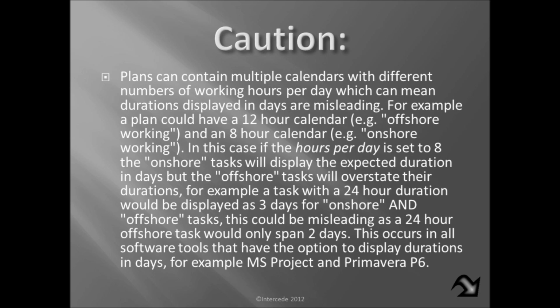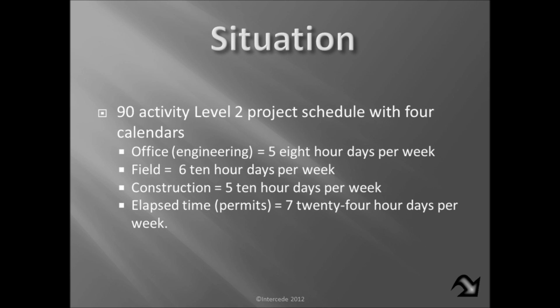So what I had to do is, and I had a particular project schedule, a level 2 project schedule, that I had to manipulate. The idea here is that you really need to make some adjustment if you've got multiple calendars in P6. Here was my situation. I had a 90 activity level 2 project schedule with 4 calendars. This particular schedule was not resource loaded, and it was a preliminary planning schedule for a pipeline expansion project.